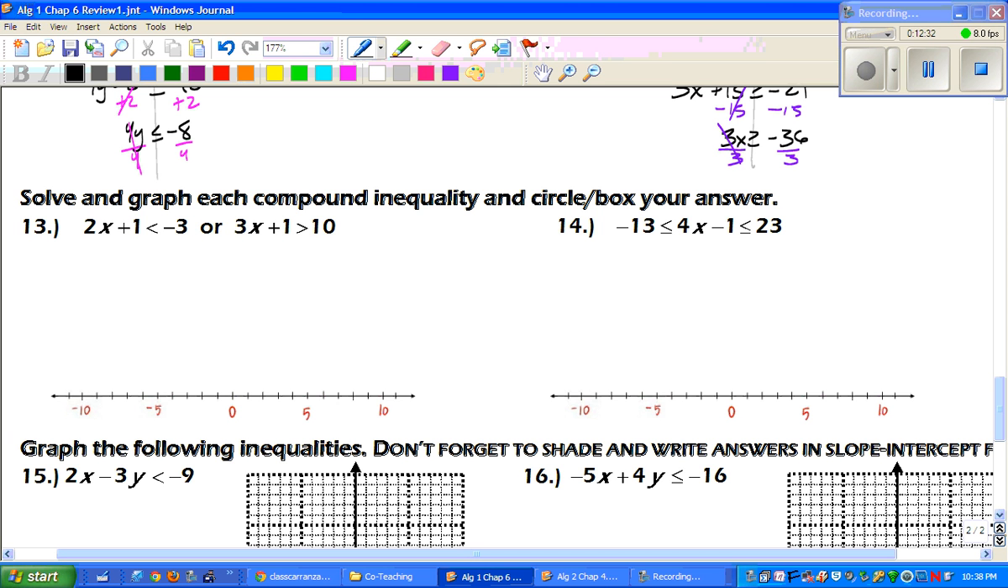So solve and graph each of the compound inequalities. Circle and box your answers. Okay? Alright. So 13 is an OR graph, so I know there's going to be a break somewhere in there. So we've got two separate ones, and we're going to treat them separately. 2x is less than -4. Divide by 2, we get x is less than -2. Okay, so at -2, we're open, and you shade everything to the left.